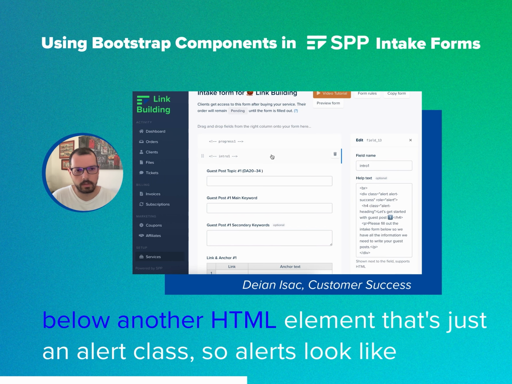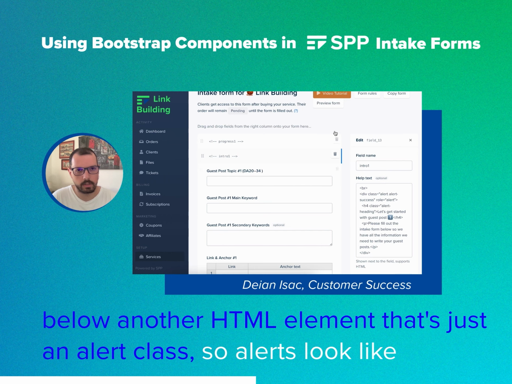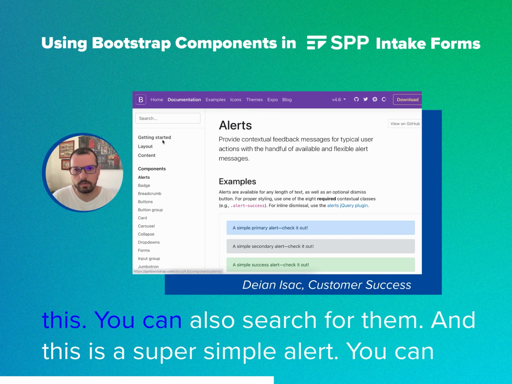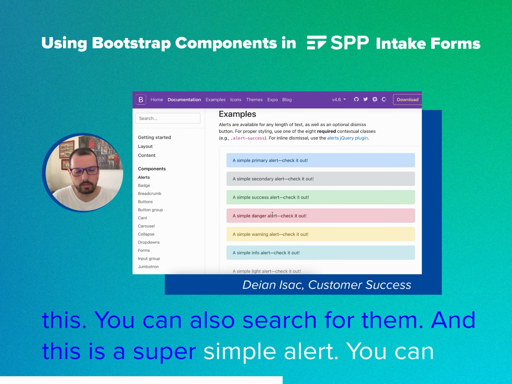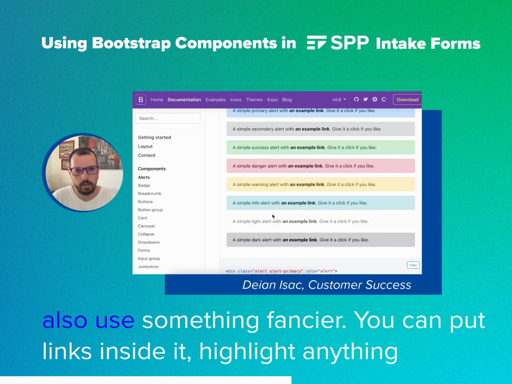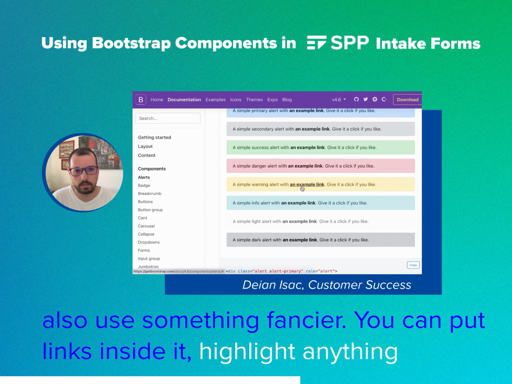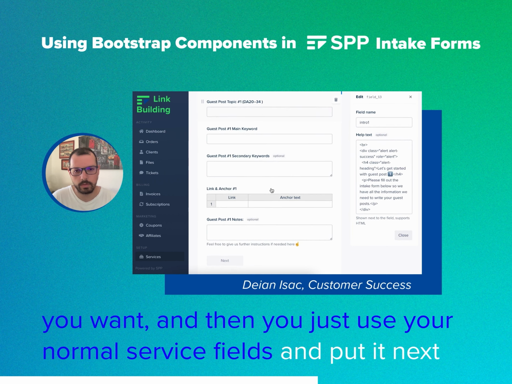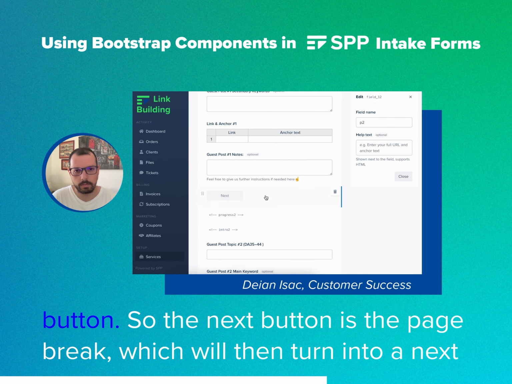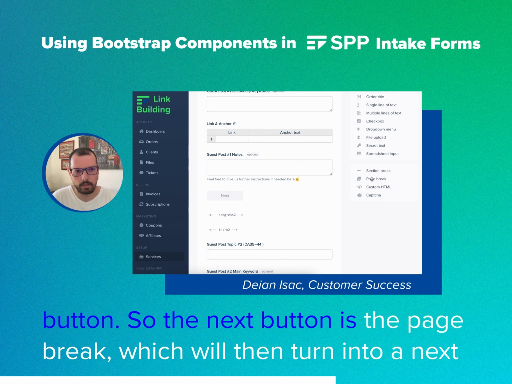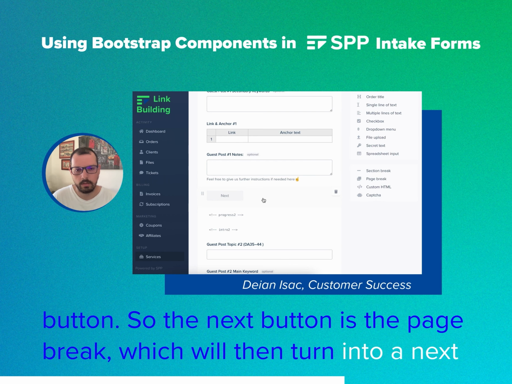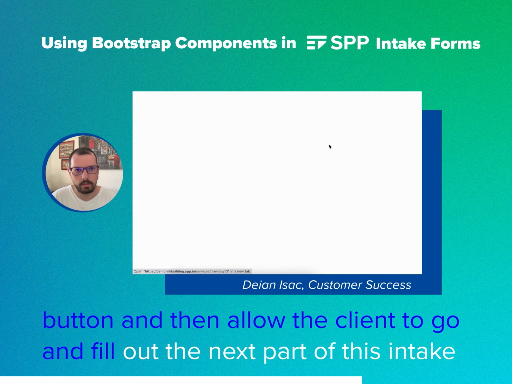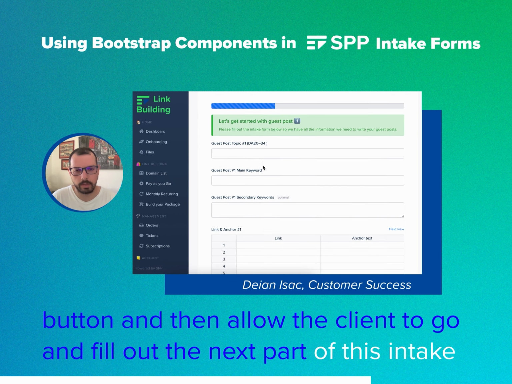And then below, another HTML element that's just an alert class. So alerts look like this. You can also search for them. And this is a super simple alert. You can also use something fancier. You can put links inside it, highlight anything you want. And then you just use your normal service fields and put a next button. The next button is the page break, which will then turn into a next button and allow the client to go and fill out the next part of this intake form.